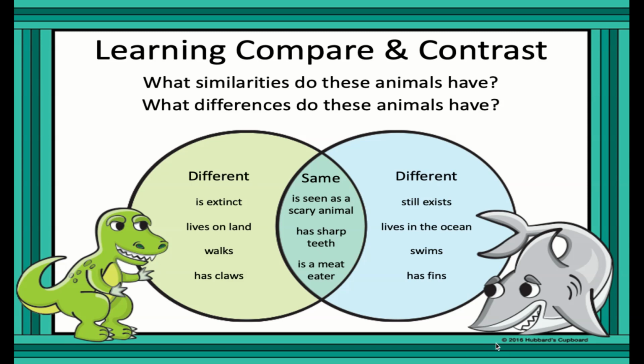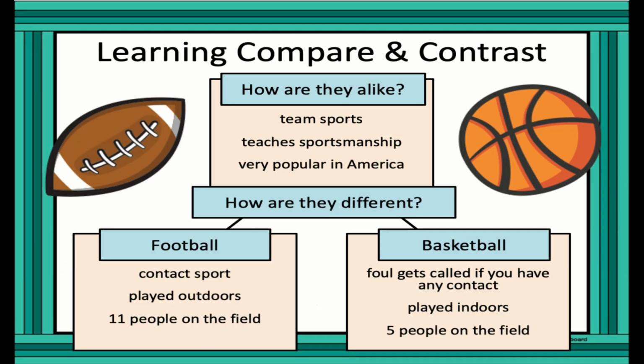So, different. We've got a dinosaur and we've got a shark. Different. Dinosaurs are extinct. They live on land. They walk, have claws. With the shark, they still exist. They live in the ocean, they swim, and they have fins. What can be the same is they can be seen as a scary animal. They have sharp teeth, and they're both meat eaters. So, a lot of the times when we are talking about these different text structures, there will be similarities and differences. It's not just going to be one or the other.